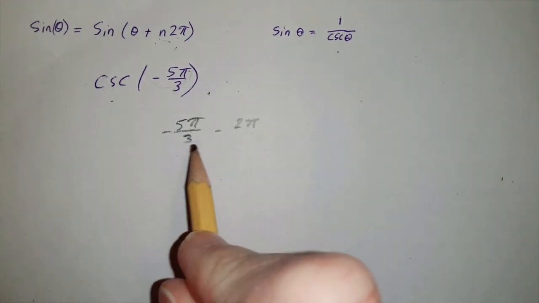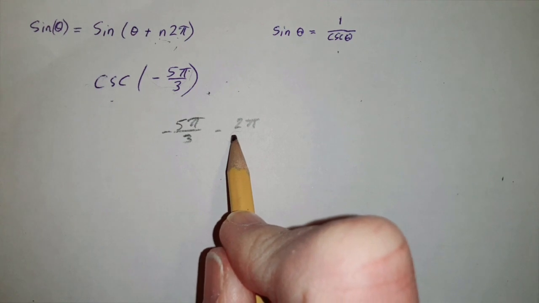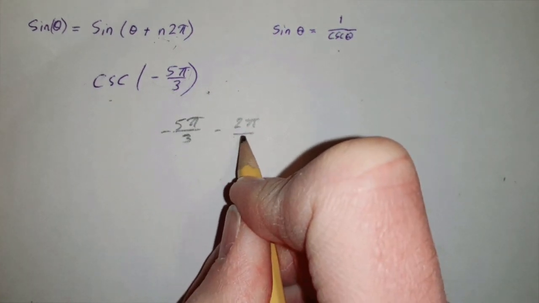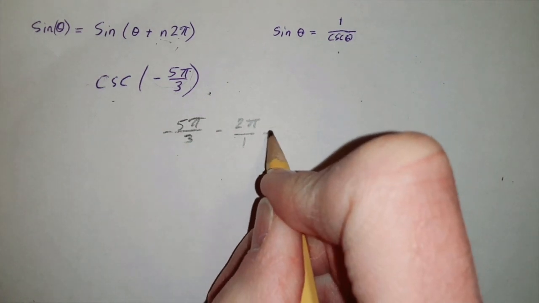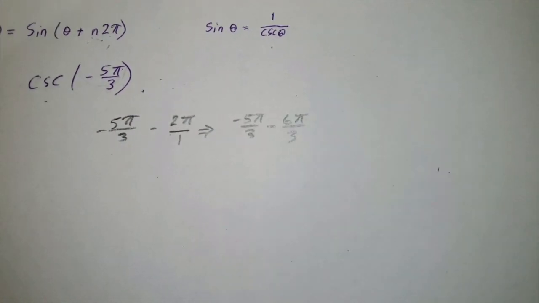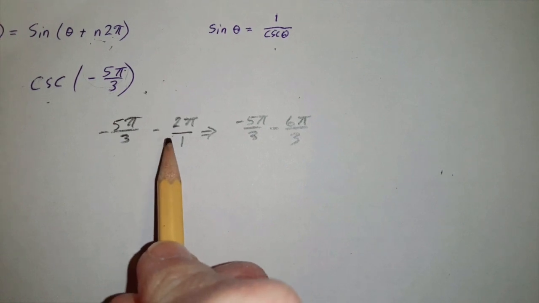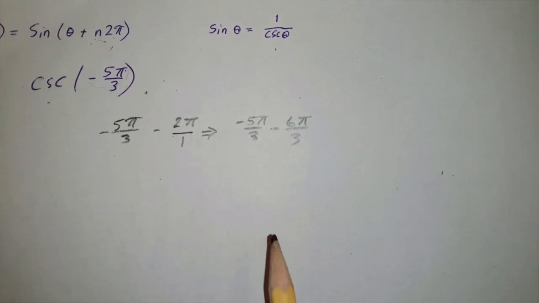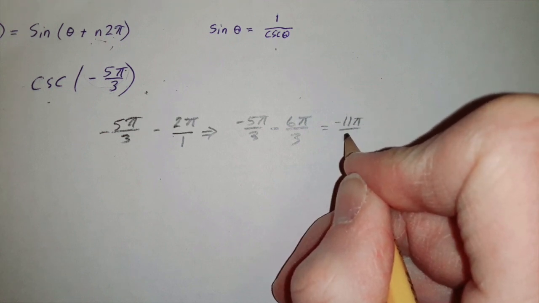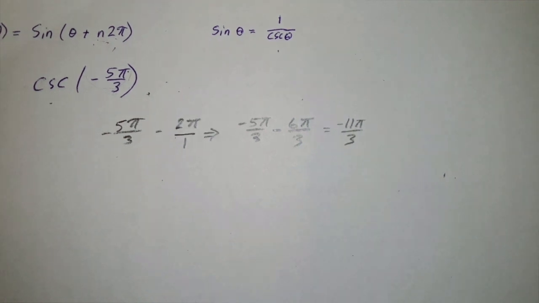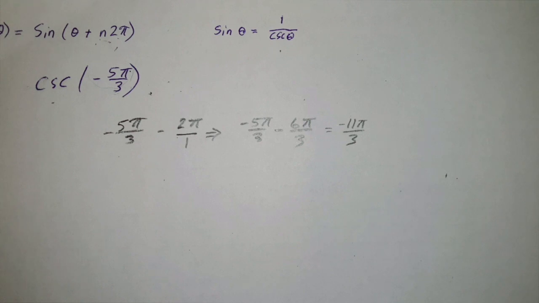So since I have a fraction here, I need common denominators. So this is really the fraction 2 pi over 1, and that's going to give me thirds, because I'm multiplying top and bottom here by 3. And so this is going to give me negative 11 pi thirds. All right, so that's something, again, that I don't recognize.